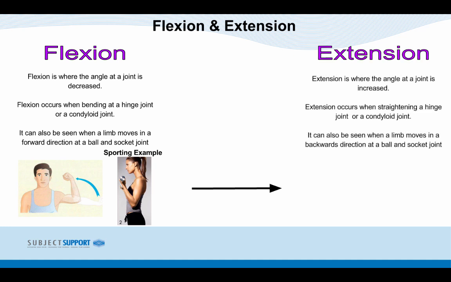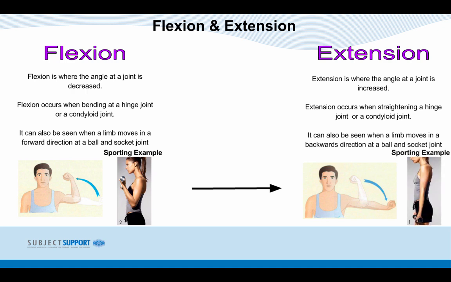Extension is where the angle at the joint is increased. Extension occurs when straightening a hinge joint or a condyloid joint. It can also be seen when limbs move in a backwards direction at a ball and socket joint. An example is after you've flexed your muscles and shown off your guns, you lower your arm back the other way. This is extending the hinge joint in your elbow. A sporting example is the downward phase of the bicep curl.